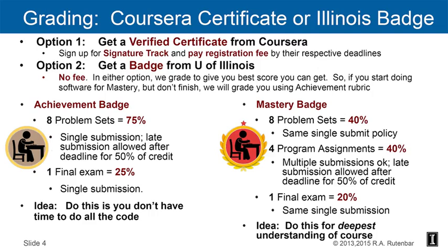And as we look on the right-hand side of the slide, we see that there's actually another way through this class. But this will get you a mastery badge. So you also do the 8 problem sets, which are now worth 40% of the credit. But now there are 4 program assignments, which are also worth 40%. Multiple submissions are okay here. Late submission also allowed for 50% of the credit. Basically, every other week, there'll be a programming assignment that lets you actually write some code or some CAD scripts that we'll actually run out in the Coursera cloud to explore some of these ideas that we're developing in the class. And then there's a final exam that'll be worth 20%, also single submission. And the idea here is that you should be doing this if what you really want is the deepest understanding of the course.